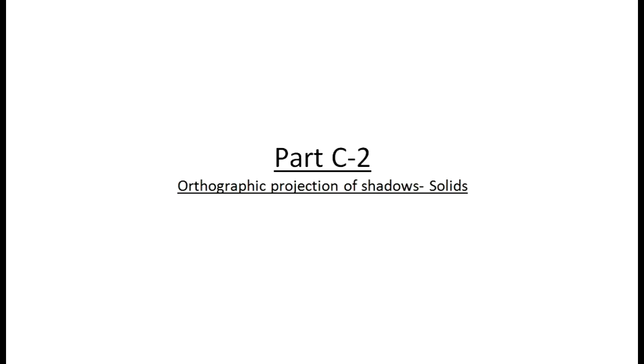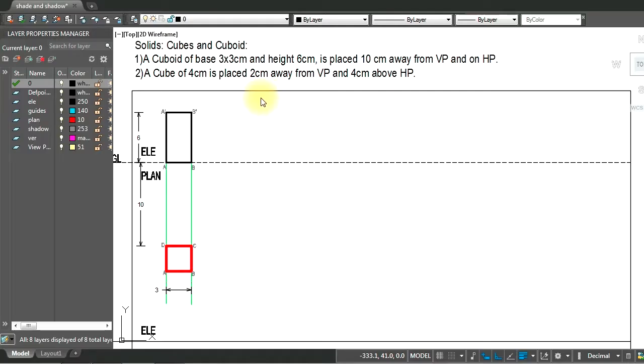In the next part, C-2, let us look at drawing the shadows of the solids. First we'll look at cubes and cuboids, then we'll move on to prisms and pyramids. So first, the question reads, a cuboid of base 3 by 3 centimeters and height 6 centimeters is placed 10 centimeters away from VB and on HP.